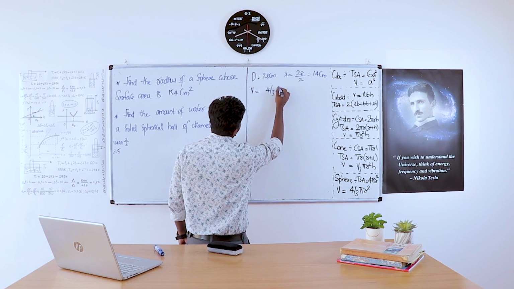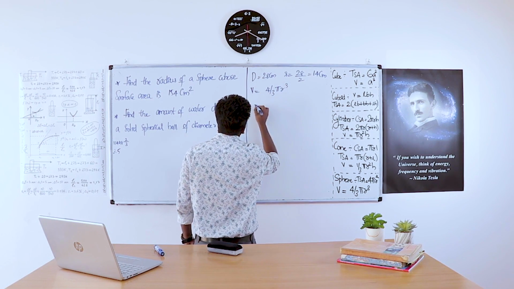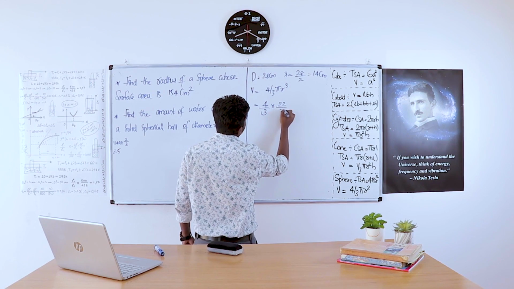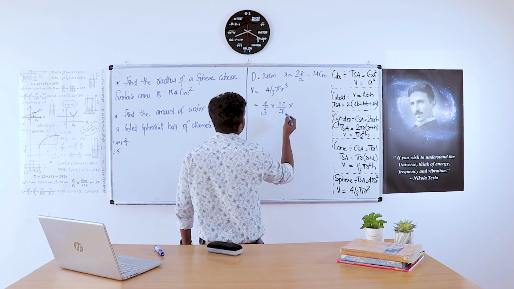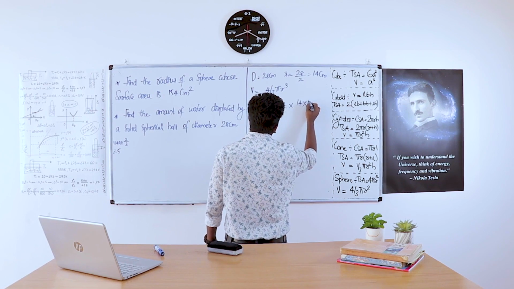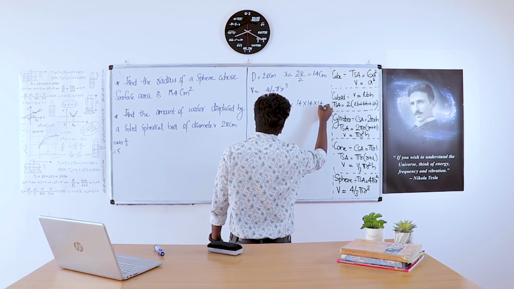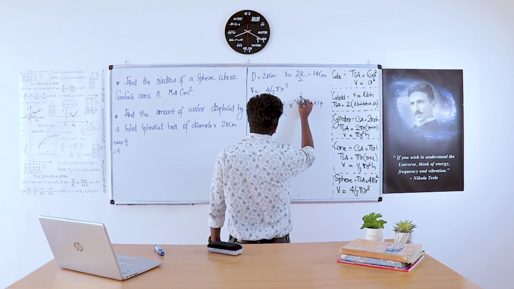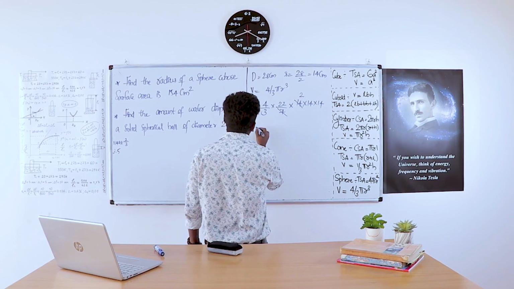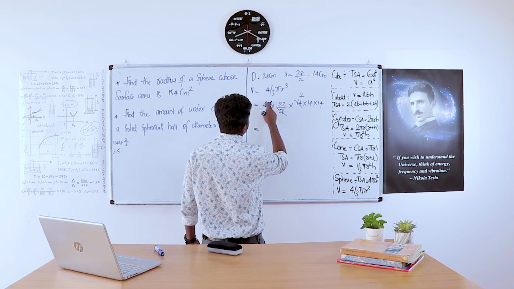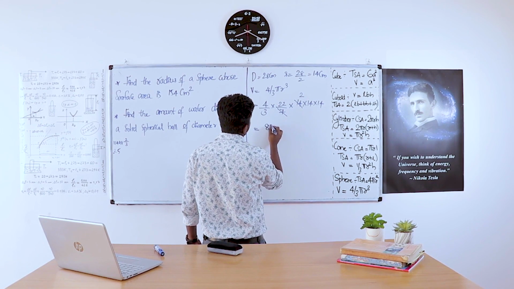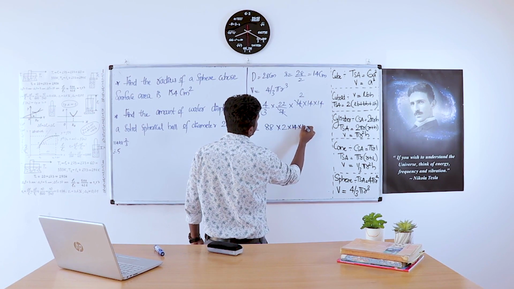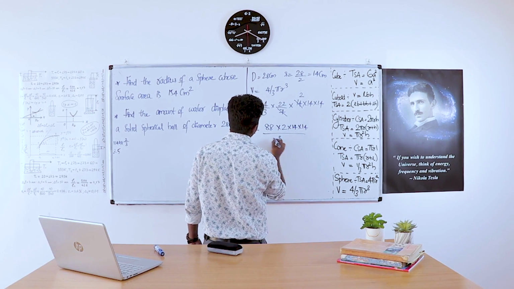4 by 3 pi r cube. That is equal to 4 by 3 into pi is 22 by 7 into r is 14. Therefore 14 into 14 into 14, which is 14 cube, r cube. Now this 7 and 14 can be cancelled. 7 into 2 is 14. Then it becomes 22 into 4, it is 88 into 2 into 14 into 14 divided by 3.